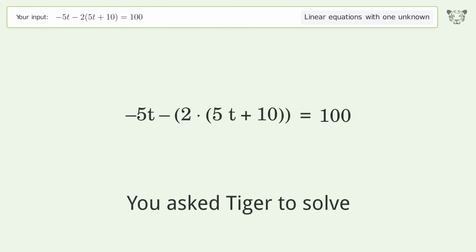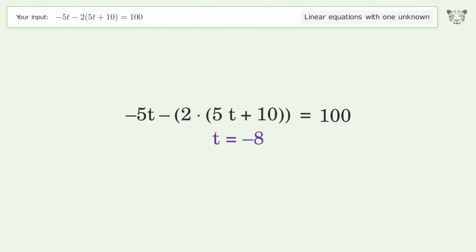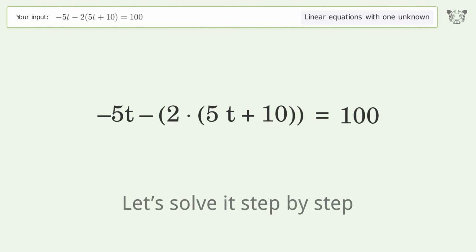You ask Tiger to solve. This deals with linear equations with one unknown. The final result is t equals -8. Let's solve it step by step.